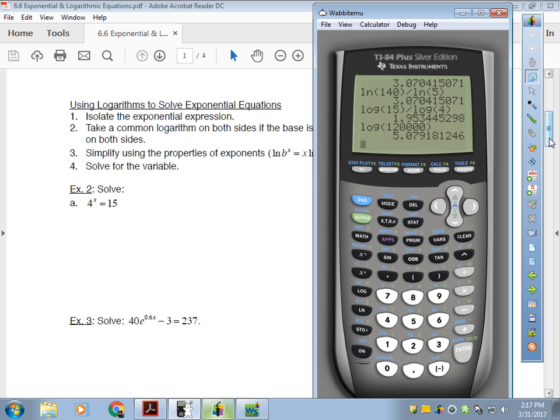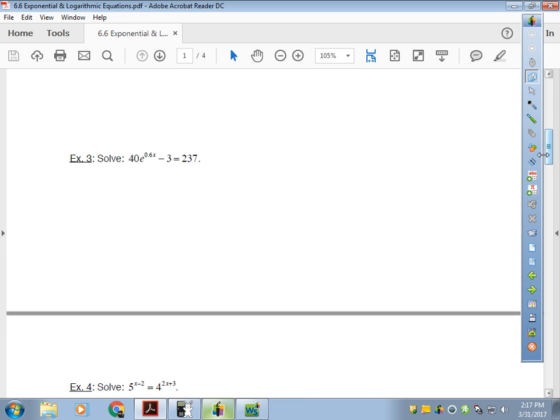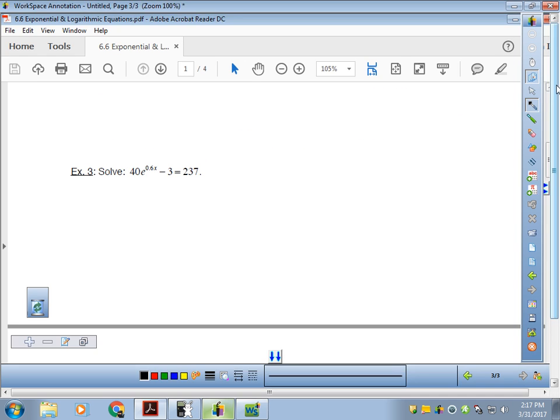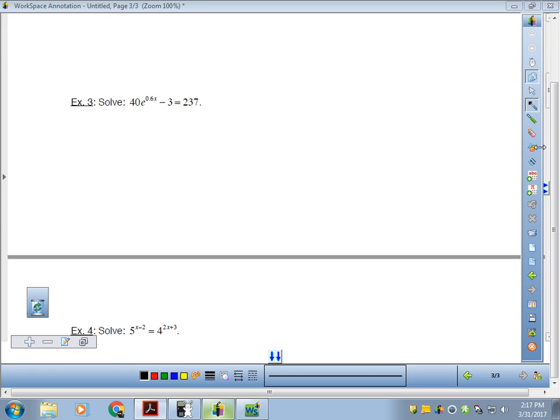Let's look at a slightly more difficult one. Not too bad, but a little more difficult. Example 3 asks us to solve 40e to the 0.6x minus 3 equals 237. Now, right away, the exponential is not isolated, so we need to isolate it. So we'll start by adding 3 across.